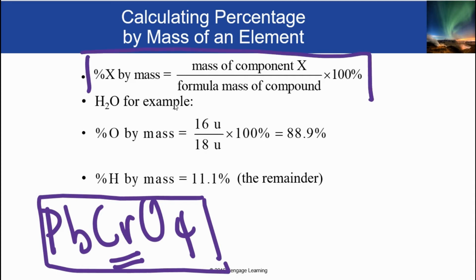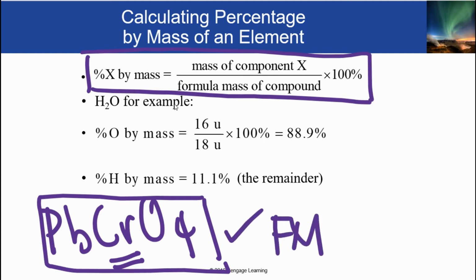Okay? Percent X by mass, which X is the element that we want to know of the percentage by mass, is equal to the mass of the component X, sabihin ano yung kanyang atomic mass, and then divided by the formula mass of the compound times 100. So, importante na alam natin kumuha ng formula mass. Kasi gagamitin natin siya sa pagkuha ng percentage by mass of an element. So, let's try the example here.